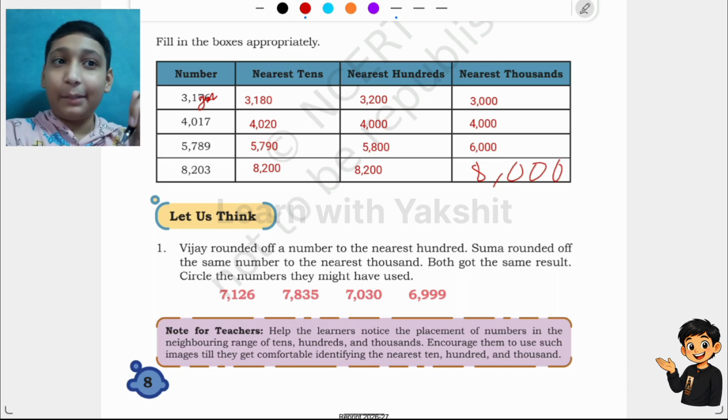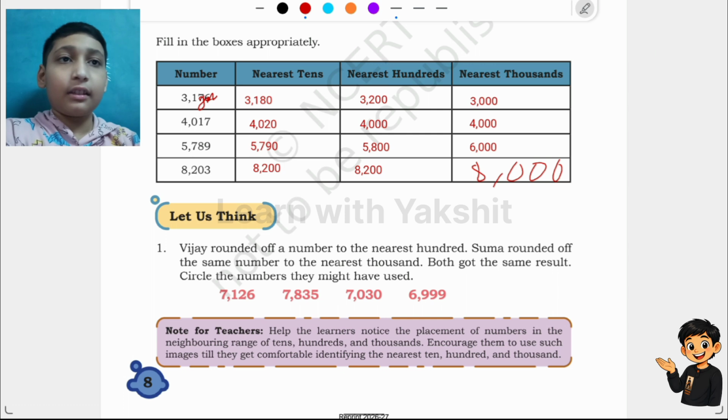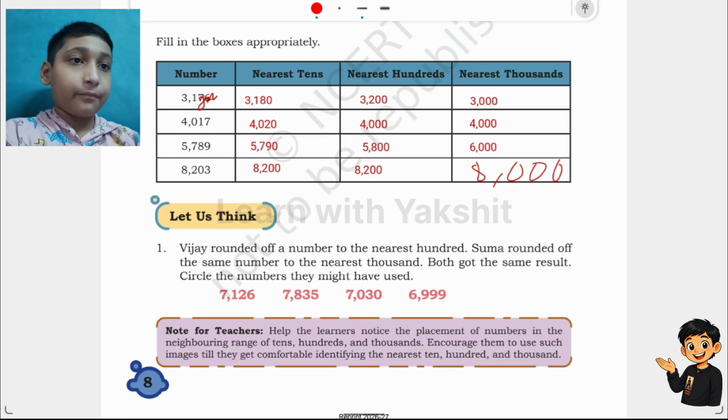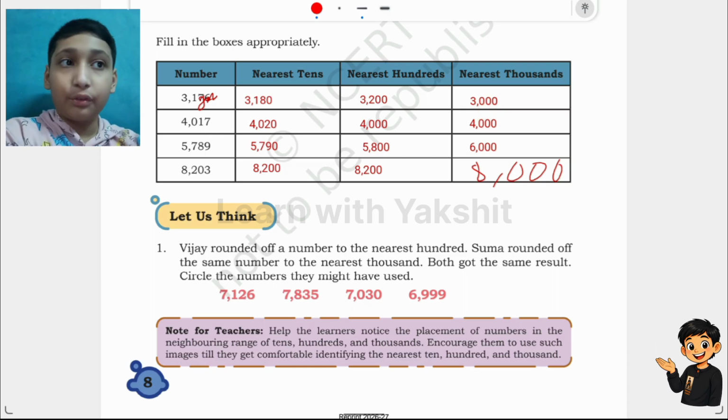Wait, do you see a pattern? Most of the tens have 0 in the ones place. Most of the hundreds have zeros in their tens and ones, and the nearest thousands have zeros in the hundreds, tens, and ones. Wow.